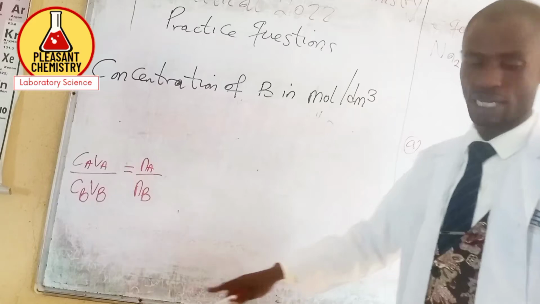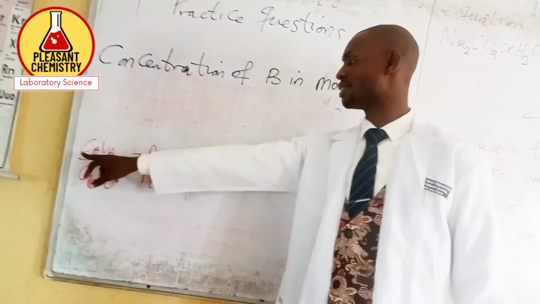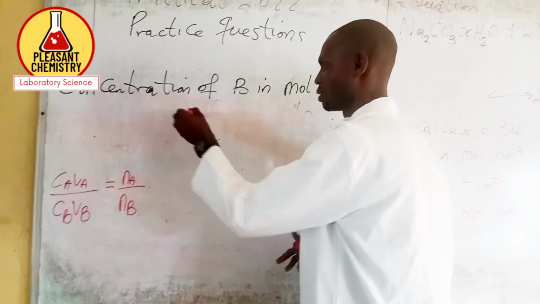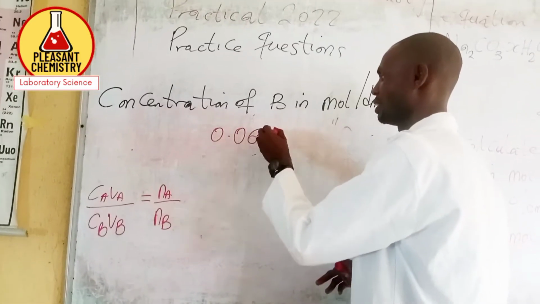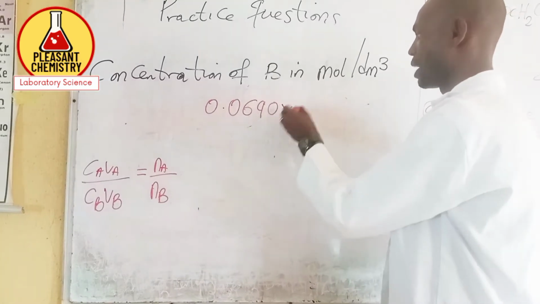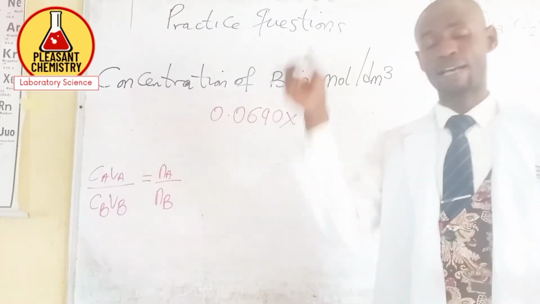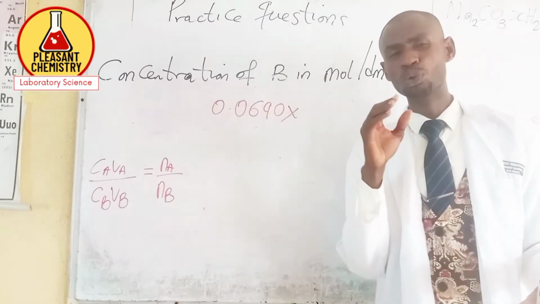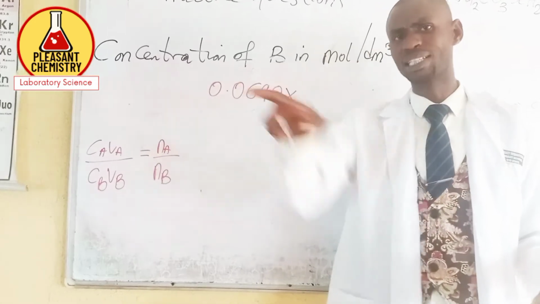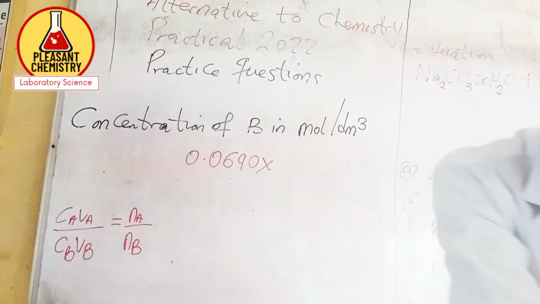Then we'll rather go for the other formula, which I know you are conversant with. This CA is the concentration of acid that we calculated the first time, 0.0690, multiplied by the volume of acid. That's another hidden fact: when you are reading the question, read it carefully to determine the values you are given. Please take note of that.